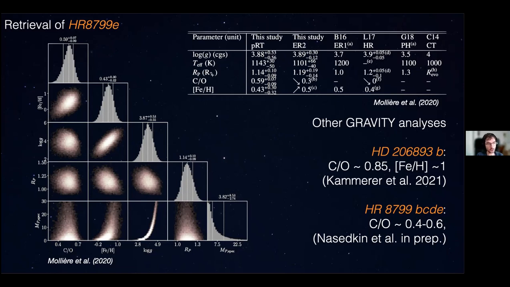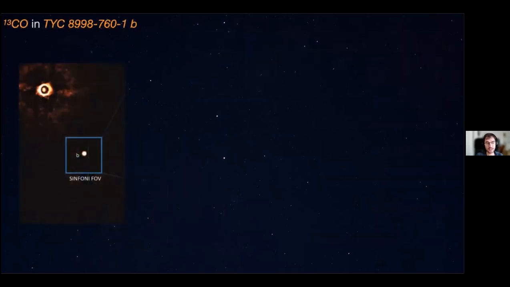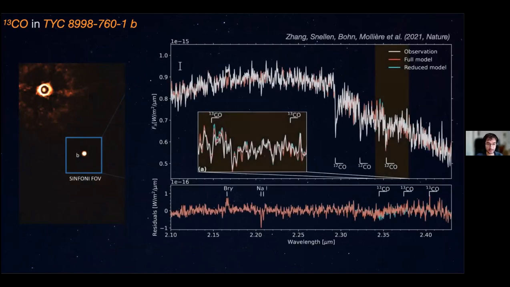I want to mention one other cool thing that one can do with these retrievals, not only focusing on the C to O ratio. You can actually start looking also at isotopologue detections and isotope ratios in wider separation exoplanets. So this was work led by Yapeng Zhang in Leiden. She's a PhD student there. And we looked at the SINFONI medium resolution spectrum of the planet TYC 8998-760-1 b. And this is what the data looks like.